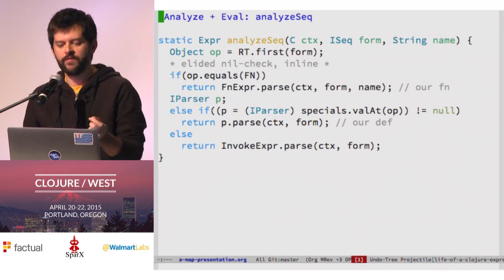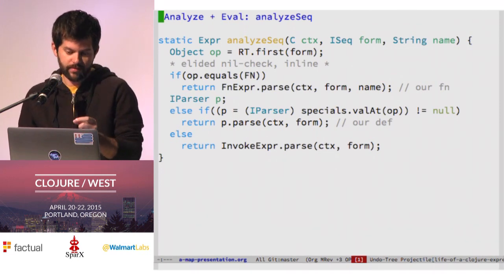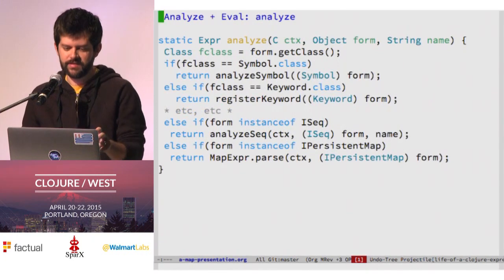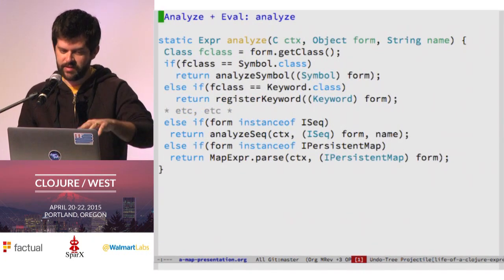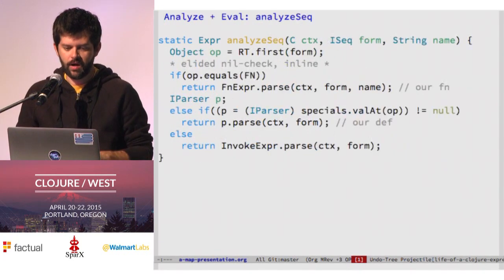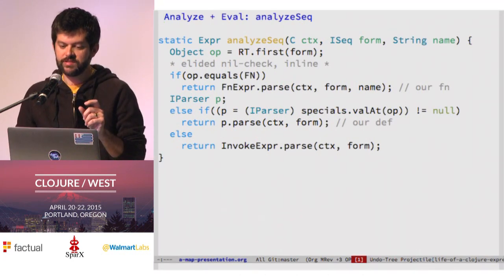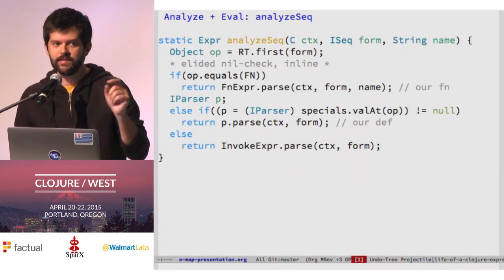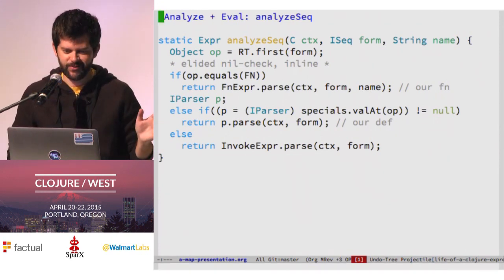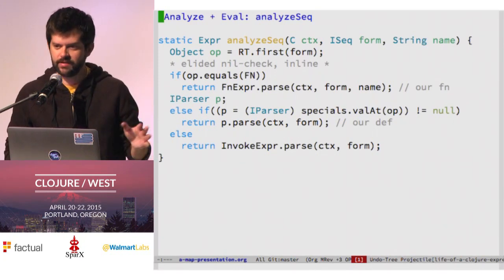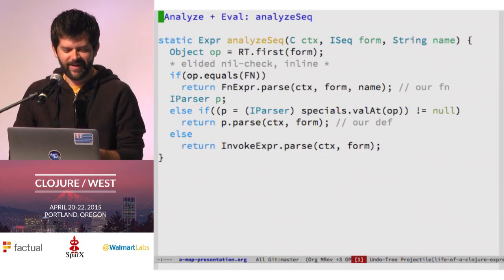Again, I've removed some things, but not actually many things. In this analyze, there are a lot of other things in this big if, else if, else if. Analyze seq does some checks for nil. It checks to see if your form has inline metadata, which I'm not going to go into at any more length, but that's a thing to learn about.